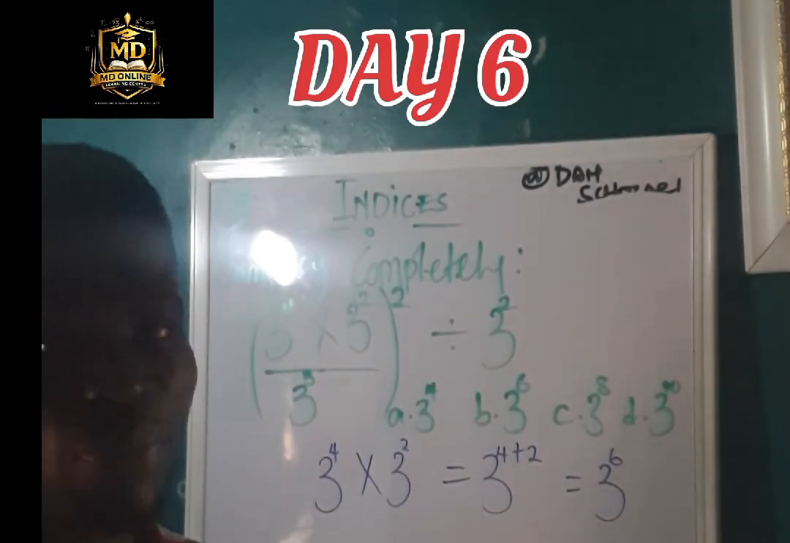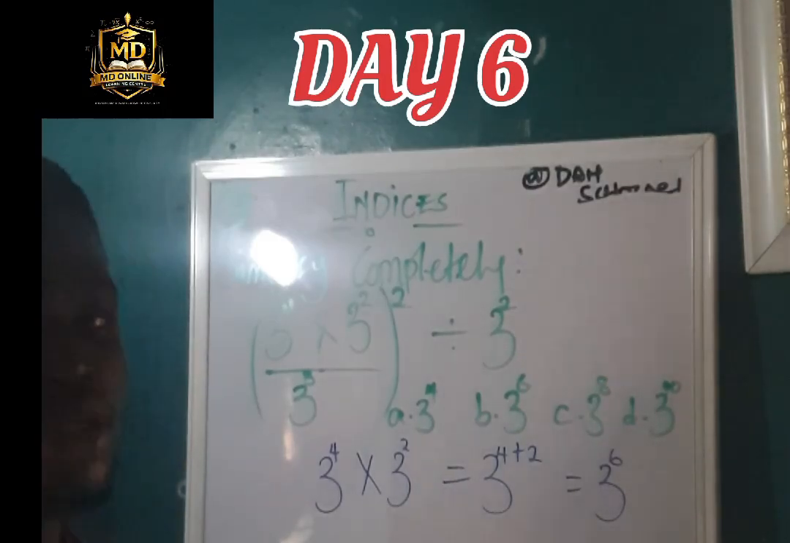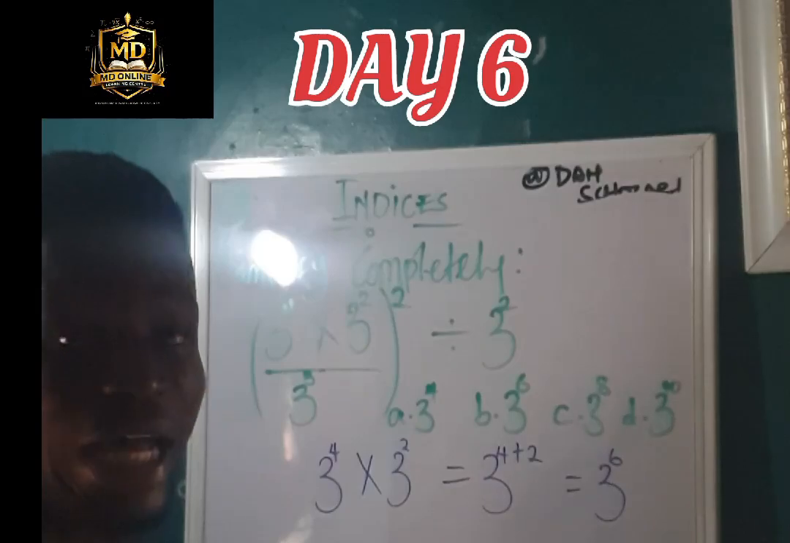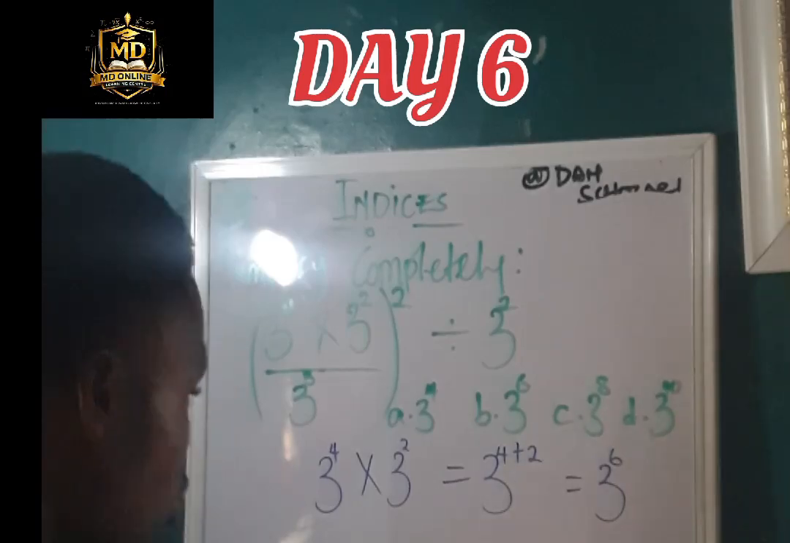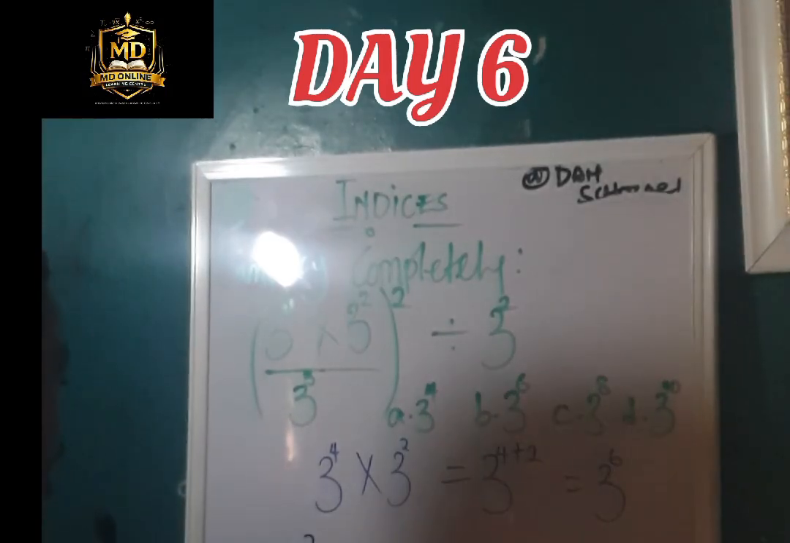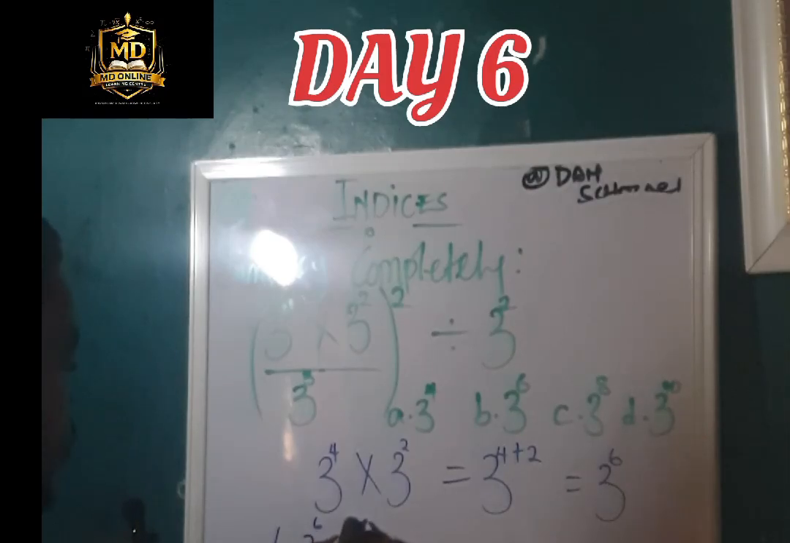The second law I'm to apply now is what they call the division law. And the division law states that once division occurs, it is going to change to subtraction. So let me insert the question back. I will have 3 raised to power 6 upon 3 raised to power 3, close the brackets, raised to power 2 divided by 3 raised to power 2.